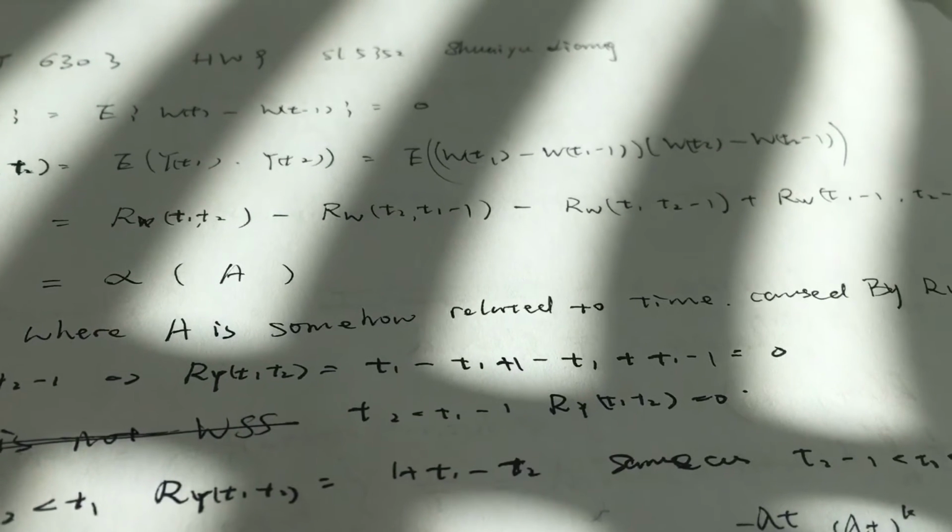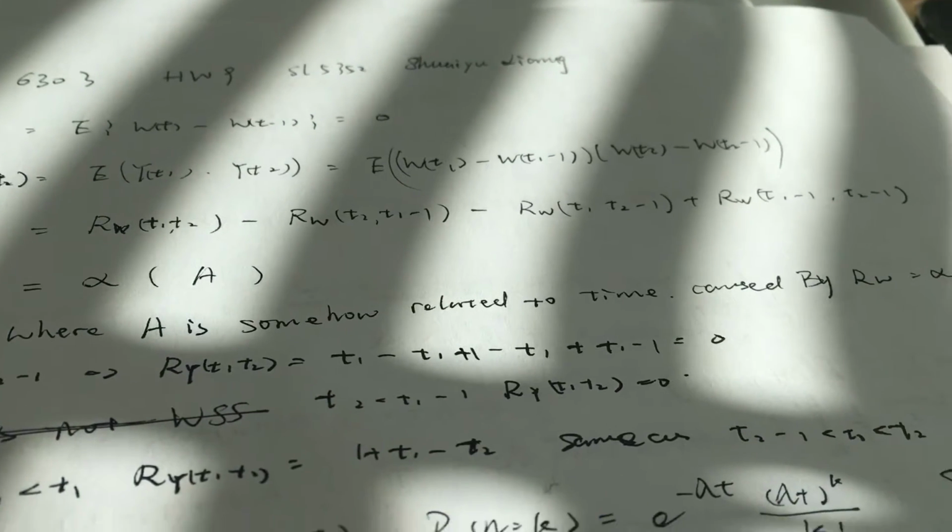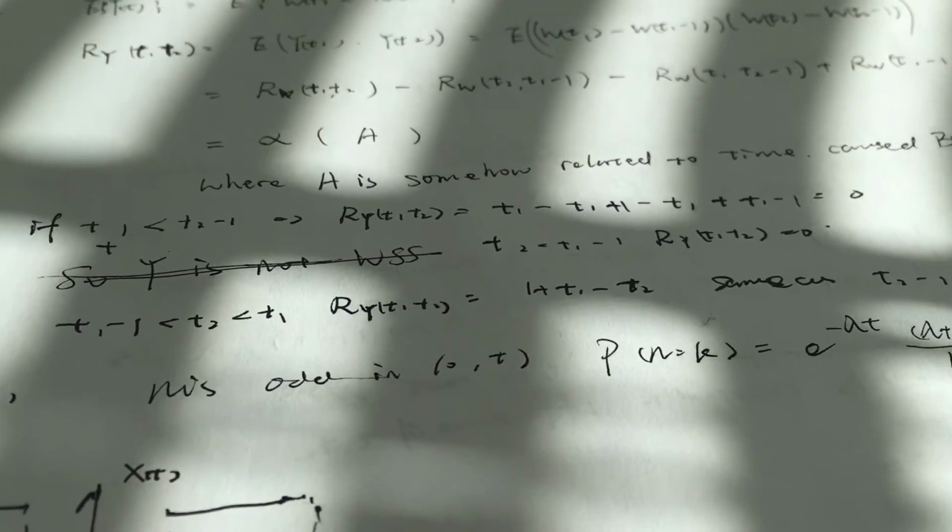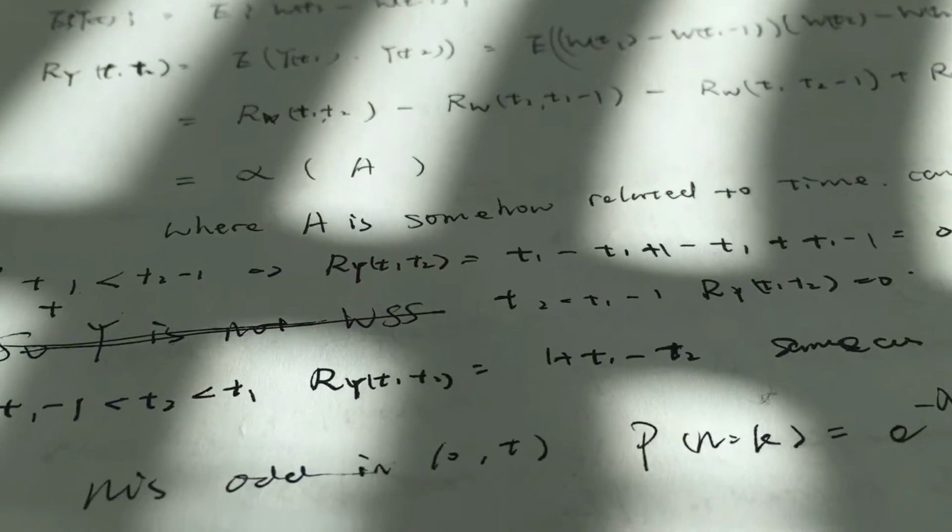So next, this intuitionally gives us something that is related to time, which suggests W is not a wide-sense stationary process, but we need to check if it's right or not.